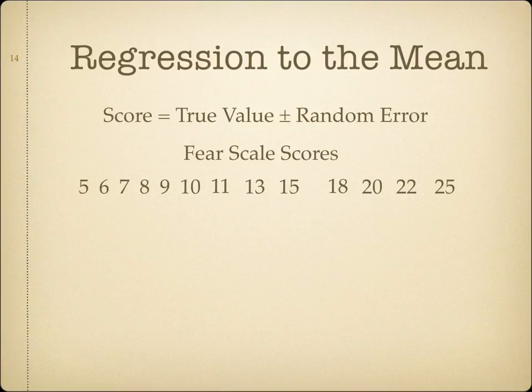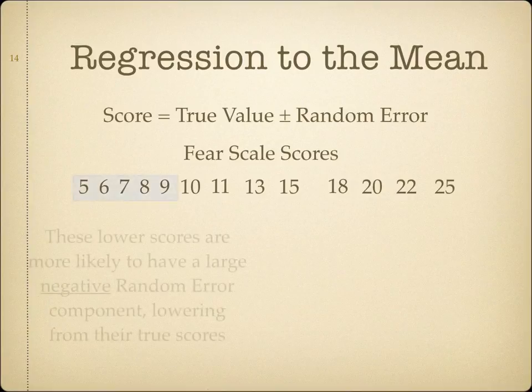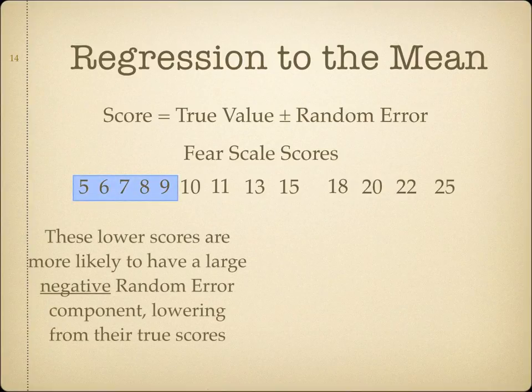So let's imagine we've measured people on a scale that measures fear. And we see a range of scores from 5 up to 25, a variety of scores. Now those scores at the lower end, the 5, 6, 7, 8, 9, they're more likely to have a large negative random error component. It's not guaranteed that they all have a large negative random error component. It's just they're more likely to have that component. That's how they ended up there.